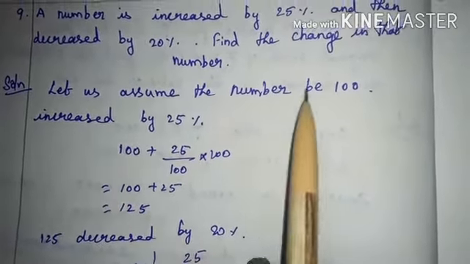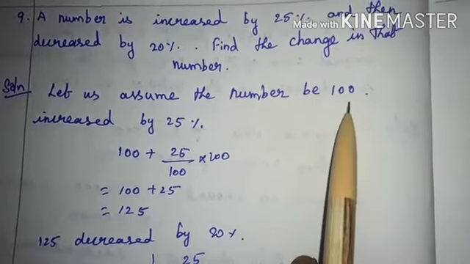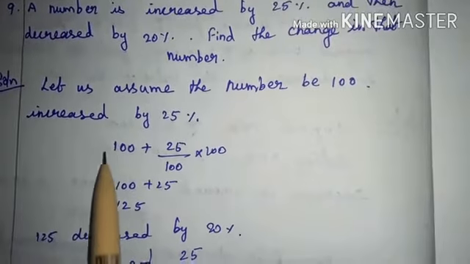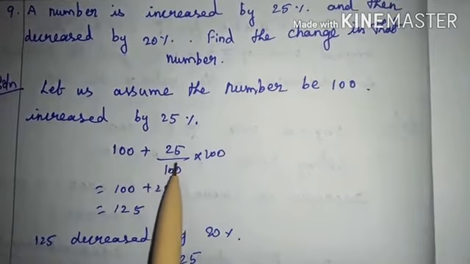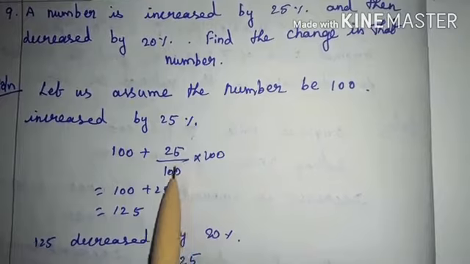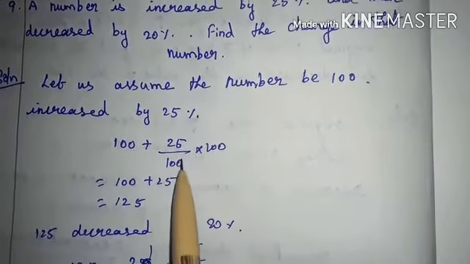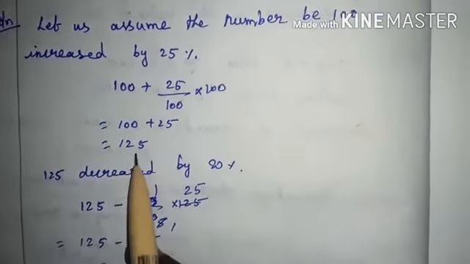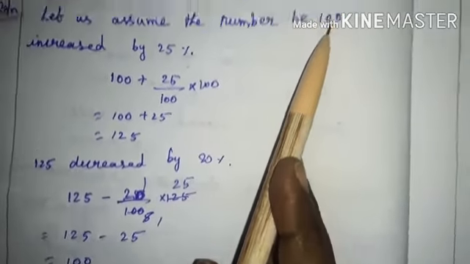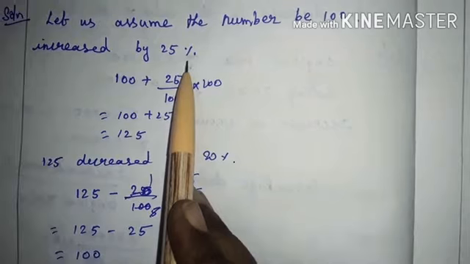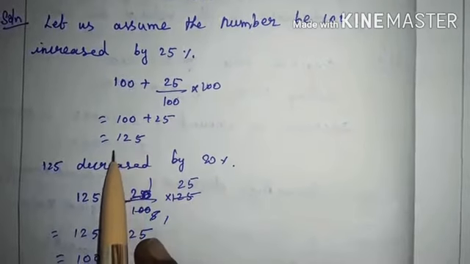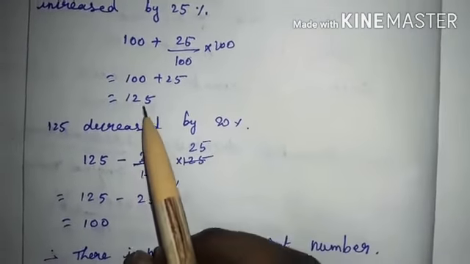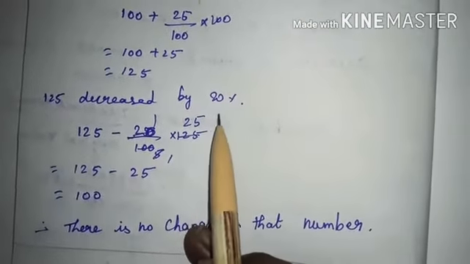For that, we are assuming the number to be 100. First it is increased by 25%. That is 100 plus 25% can be written as 25 by 100 into 100. After cancelling the zeros, we get 100 plus 25 as 125. That is, if the number is taken as 100 and it is increased by 25%, we get the amount as 125. Next, this 125 is decreased by 20%.